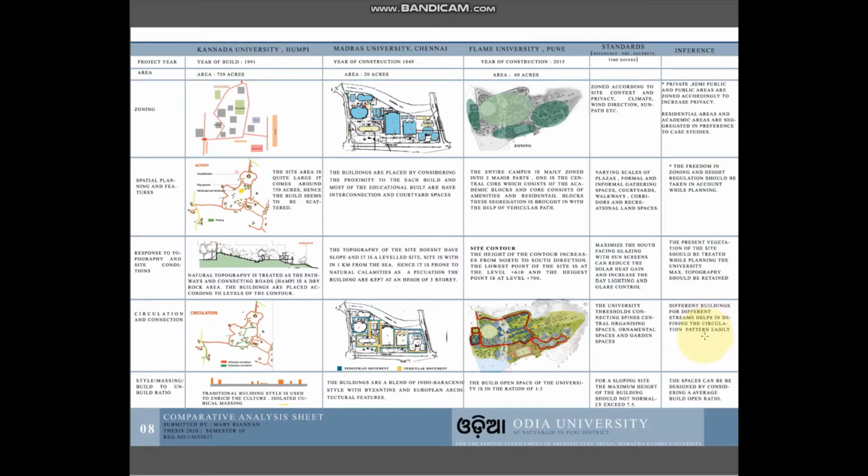Fourth one, circulation. The buildings are to be provided in such a way that the pedestrian and the vehicular pathways are well segregated. Fifth one, massing and build open ratio. An average build open ratio should be provided.